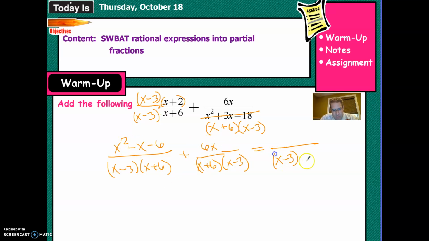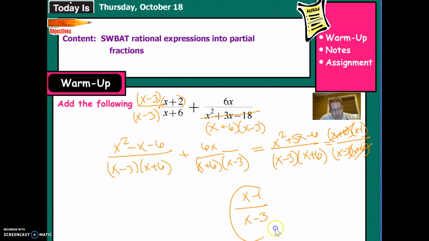So we have x minus 3 times x plus 6 as the denominator. X squared, so negative x plus another 6x is 5x, and then bring over the minus 6. Now the top can be factored again. So this is now x plus 6 times x minus 1, over x minus 3 times x plus 6, and then we have the factor x plus 6 on top and bottom, and we're left with an answer of x minus 1 over x minus 3.